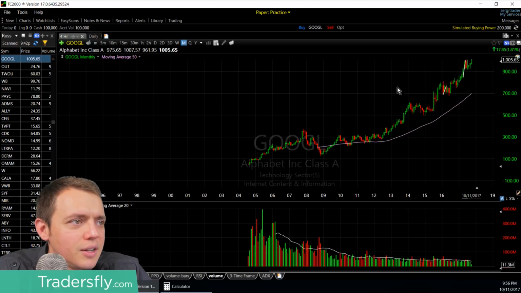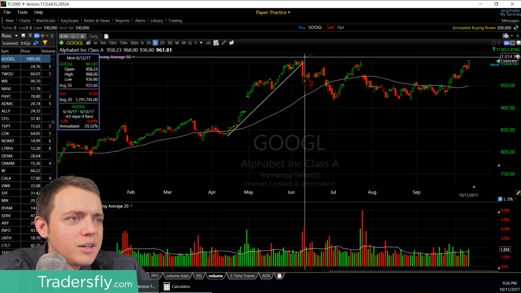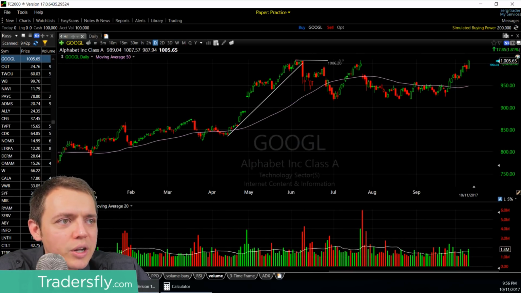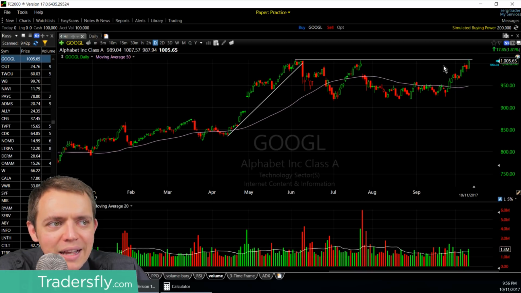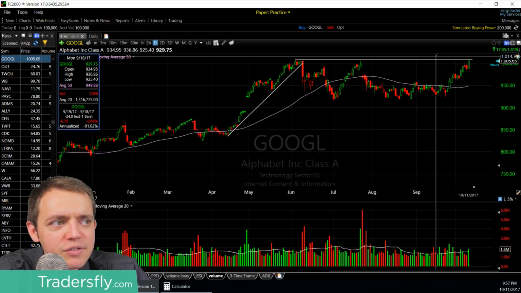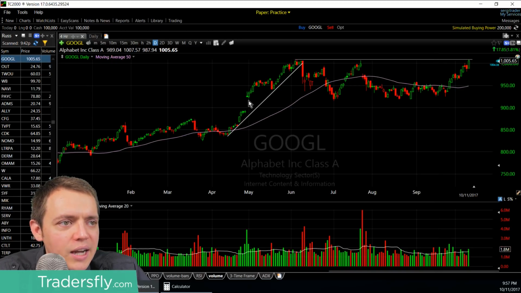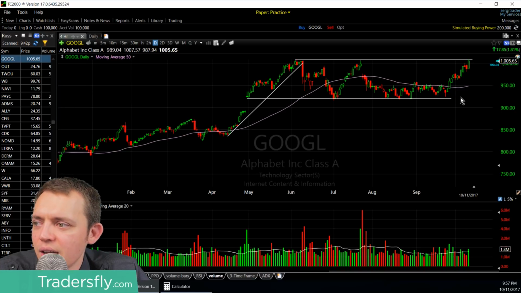Alphabet. So here, this one is coming into resistance right there. A little bit of trouble. If it can break through past that level, call it 1,015, give it a little wriggle room, you might see higher prices. Key support is right around 920. Okay, so that one's done.